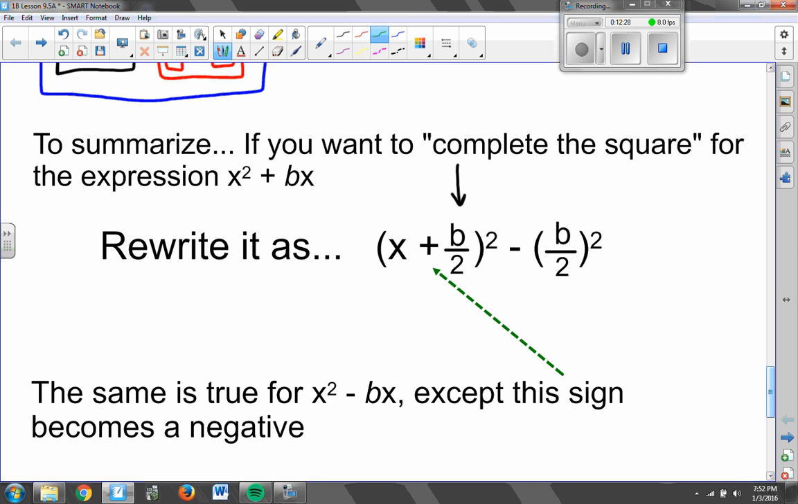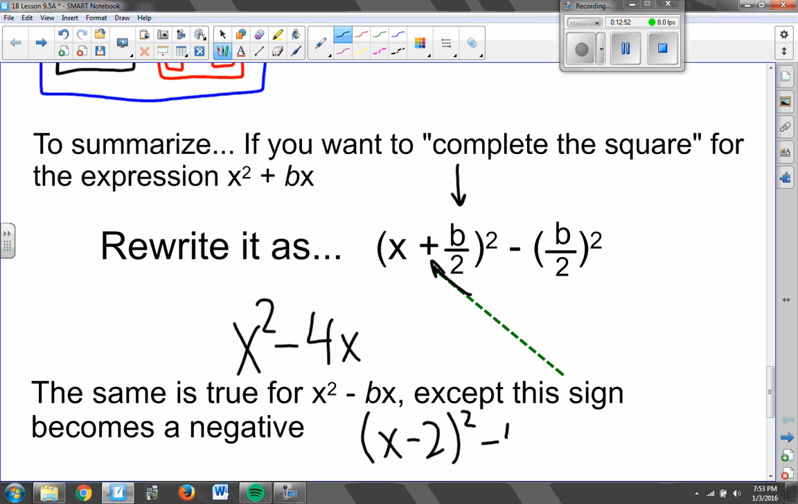All right. Now you might see in your homework as well something where it's an x squared minus bx, like x squared minus 4x. That process is exactly the same, except now this sign here would be a negative. So this would become x minus 2 squared, and then a minus 4 at the end. Okay. So just be careful of the negative. If it's negative, it needs to be a negative inside the parentheses with the x as well.